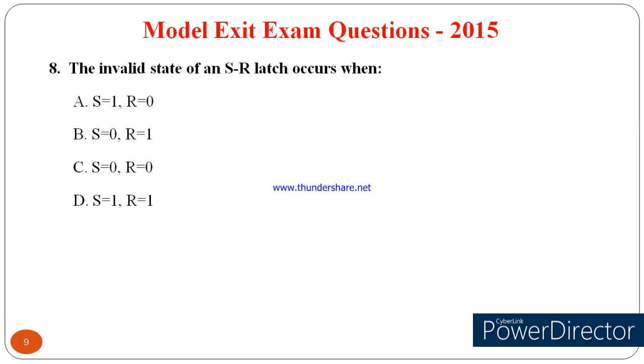The invalid state of an SR latch occurs when both inputs, that means both set and reset, are active simultaneously, or S and R are at high state, when both are high. So the answer is D, that is S is equal to 1 and R is equal to 1.